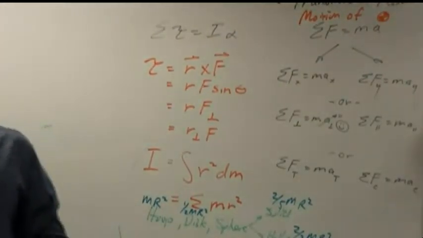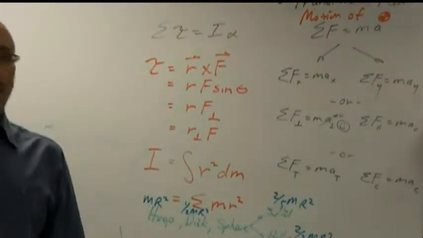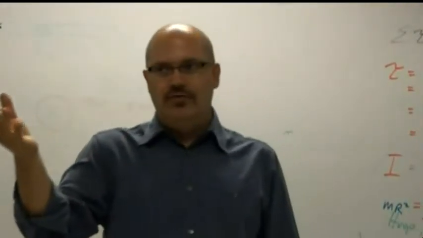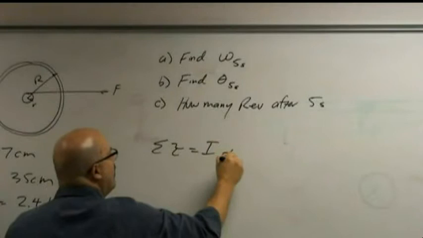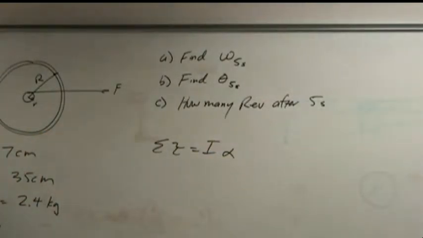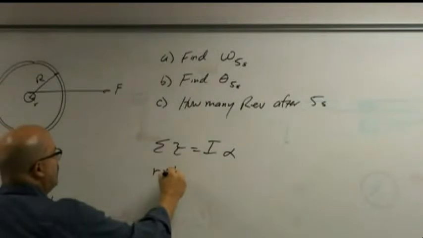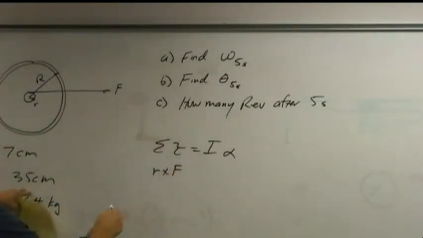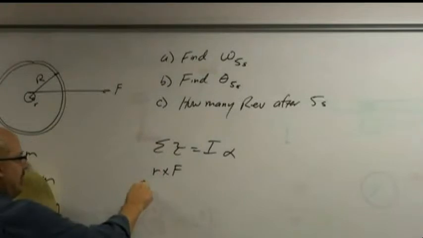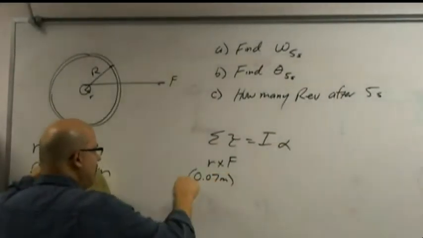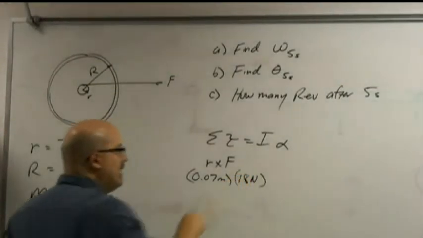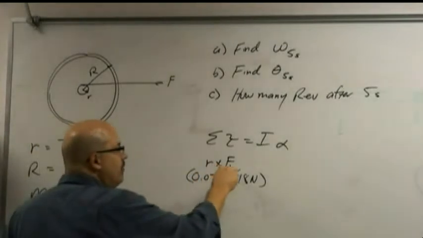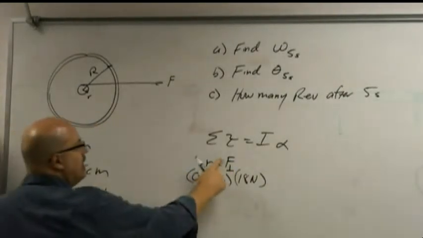Remember that in order to find omega, or velocity, a lot of times we have to find the acceleration first. So we're looking for an angular velocity, so let's find the angular acceleration through torque equals I alpha. Do we know the torque? Yes, it's R cross F. For us, R is 7 centimeters, 0.07 meters, and our force is 18 newtons. Do we have to worry about the sine theta? No. I'm going to put a little perpendicular sign here because we're in good shape, and get rid of the cross.